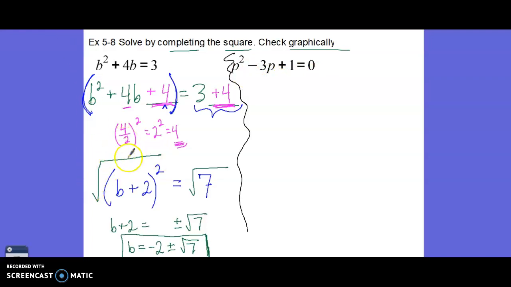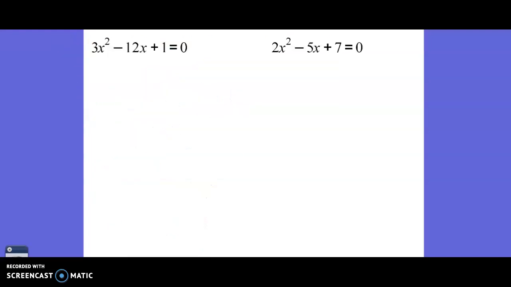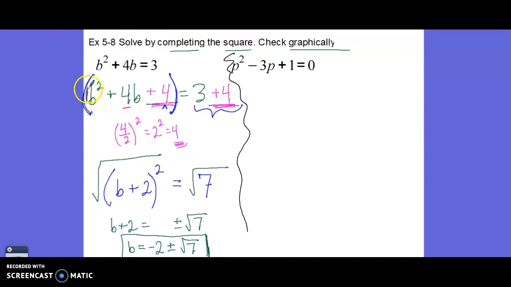One more thing before I end this video, though, is the process I showed you had a leading coefficient in this problem of 1. That's going to be important as we get to the next video. So stay tuned for that. I'll show you what to do if your leading coefficient is not 1. All right, and we'll see you there.